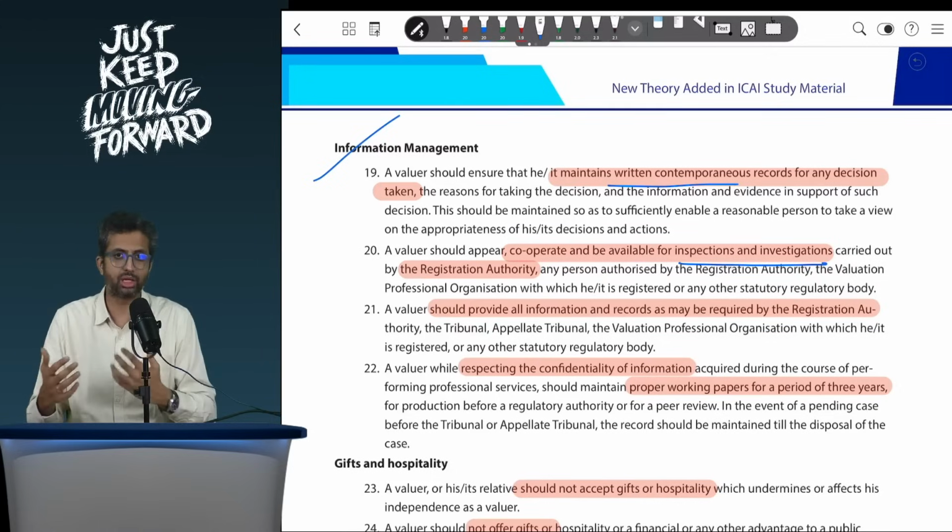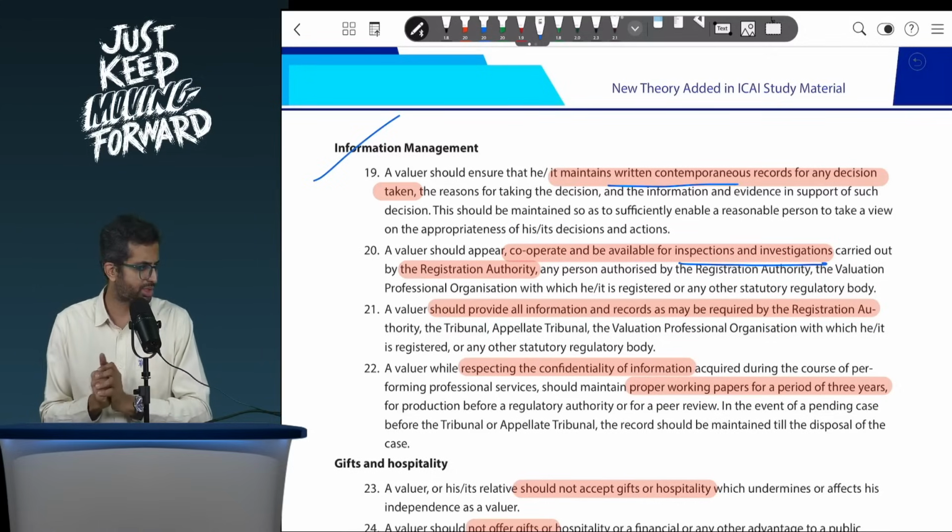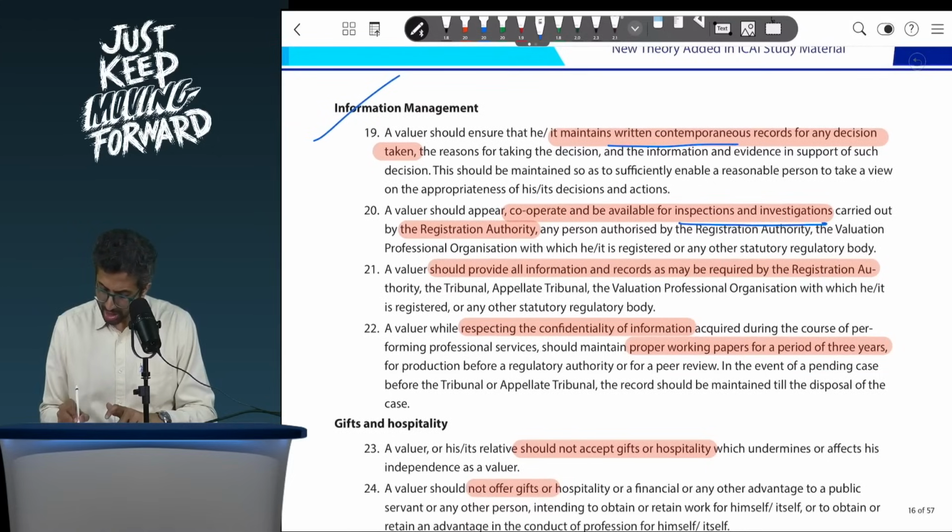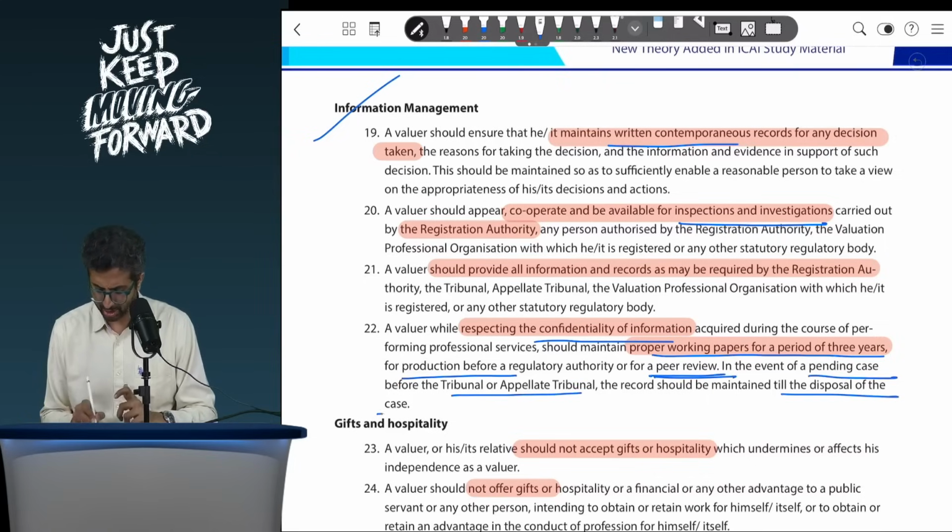You should keep the records at least for 3 years, as what is prescribed over here. Respect the confidentiality of information. Have proper working papers for at least 3 years for production before a regulatory authority for peer review. In the event of a pending case before a tribunal or appeal, you should maintain all the necessary information.